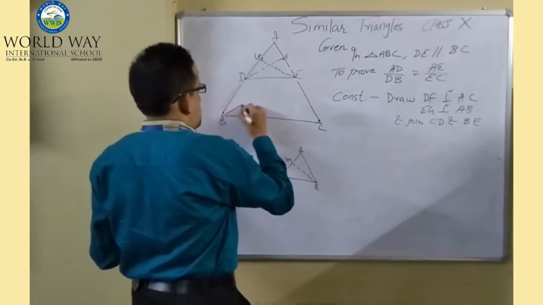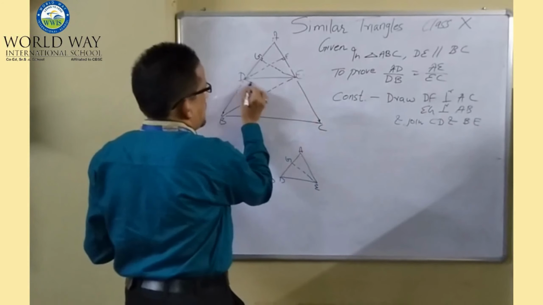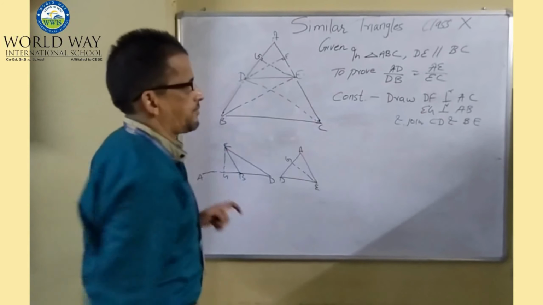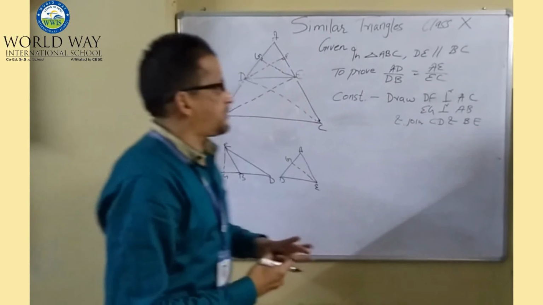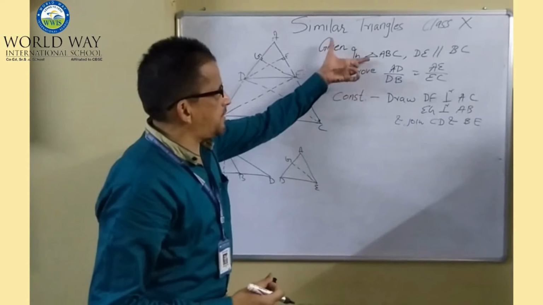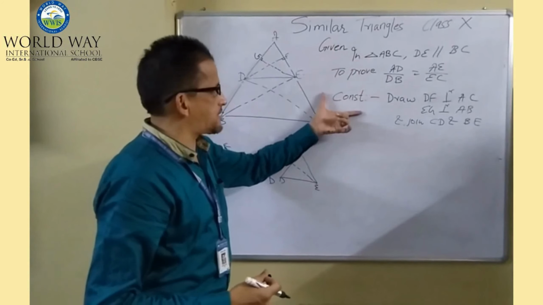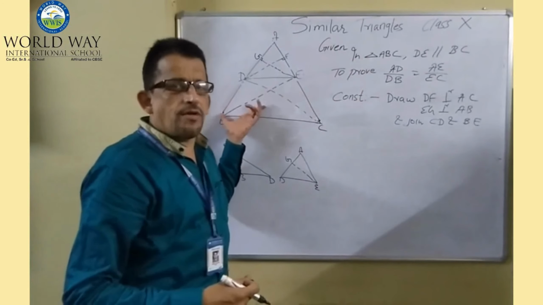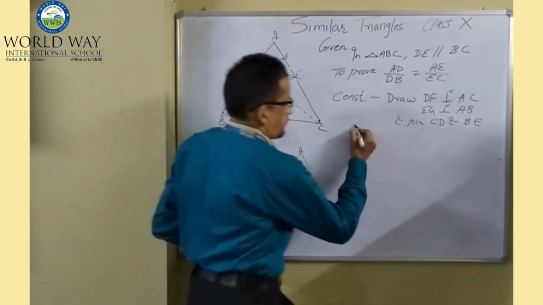Join BE and CD. This is the construction part. This is given, this is to prove, this is the construction part, and this is the figure. So 4 parts are done. Now what is the 5th part? Proof.